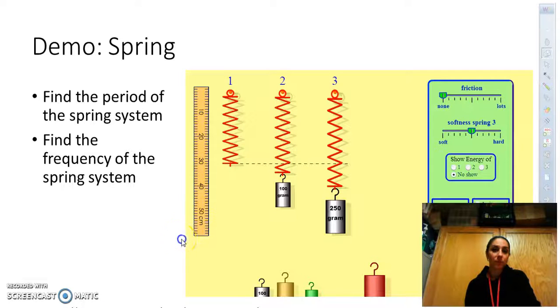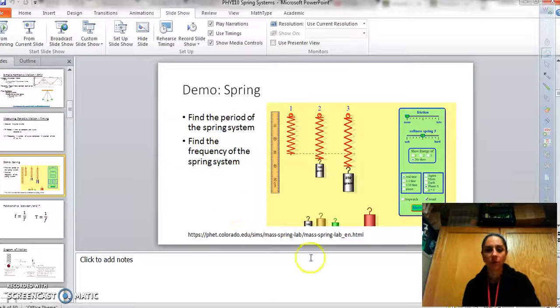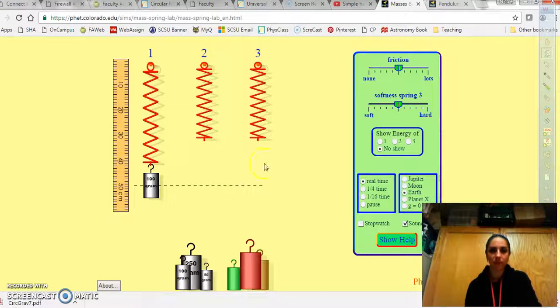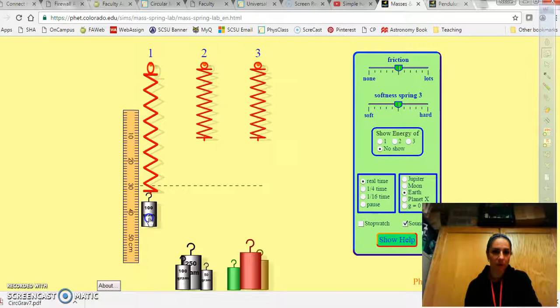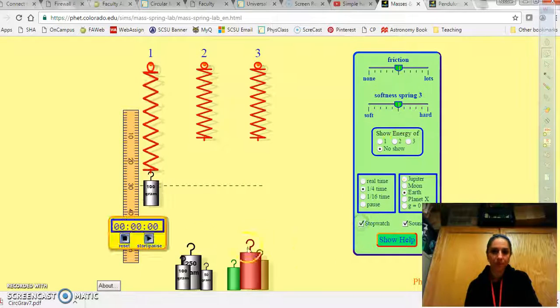I'll just briefly talk about this. So when you're finding the period of a spring system, as you might imagine, let's go ahead and displace it by 10 centimeters. So I'm going to displace it to the 40 mark right here. I'll let it oscillate. Now the program's nice because I could do that, right? So let's do 1/4 time.